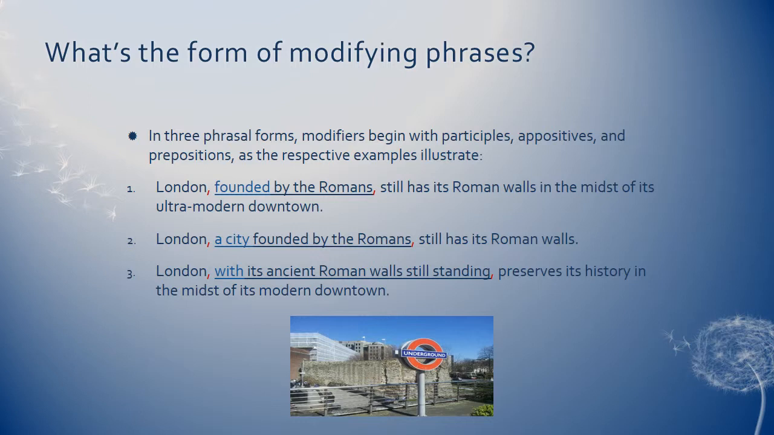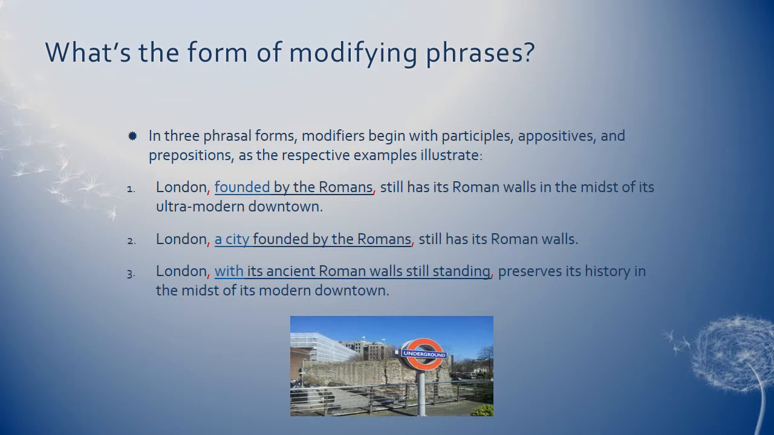Second, London, a city founded by the Romans, still has its Roman walls. Well, here I have an appositive, that is a phrase that redefines and restates as a synonym the previous noun, which is London. If I took this appositive phrase out of the sentence, it would still make sense. And so it's non-restrictive.